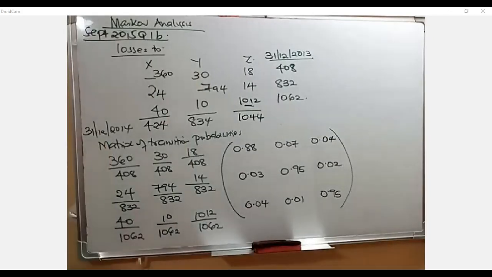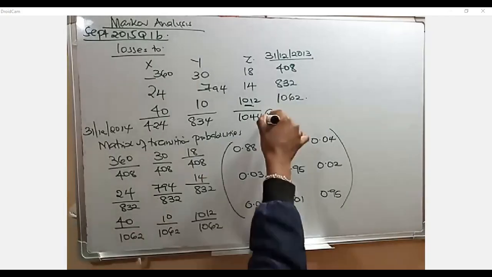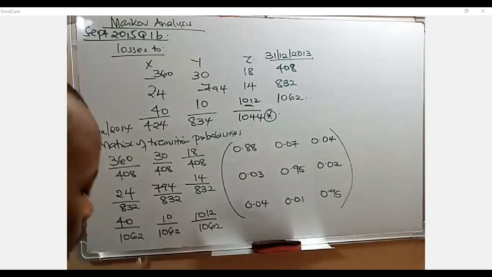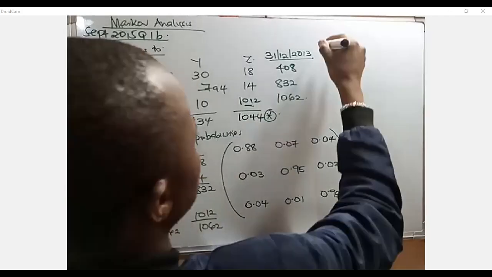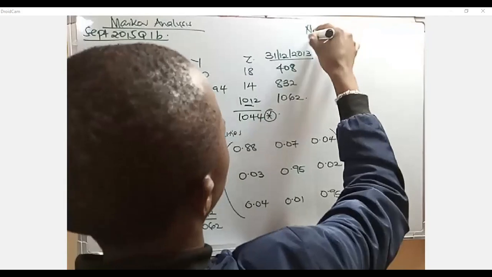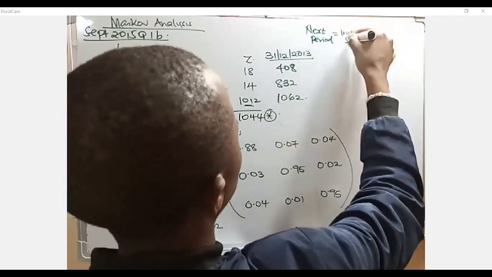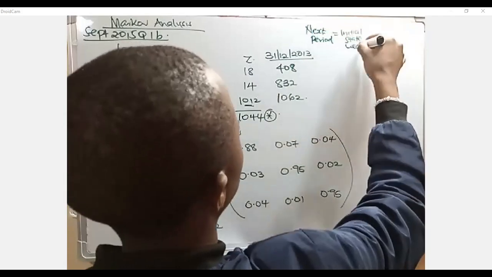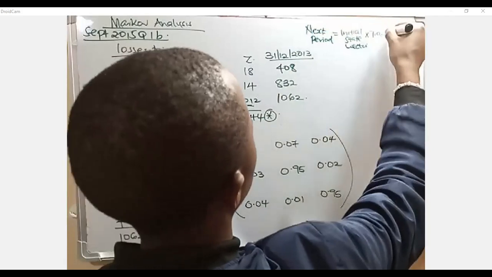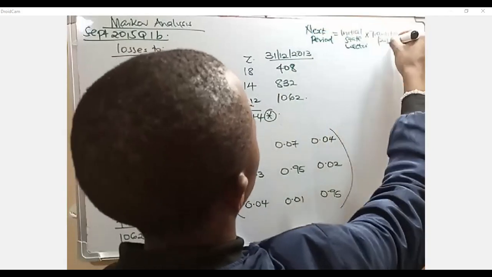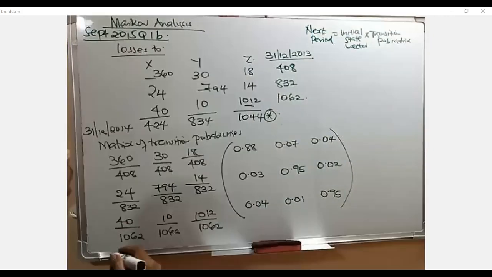Now, the examiner wants you to get the estimates for the market share for 2015. Then it means we have to be using the balance sheet at the end of year 2014. That is the initial state that we are in right now. So in this case, we say to predict the next period, you use the initial state vector, you multiply by the transition probability matrix. Very good.